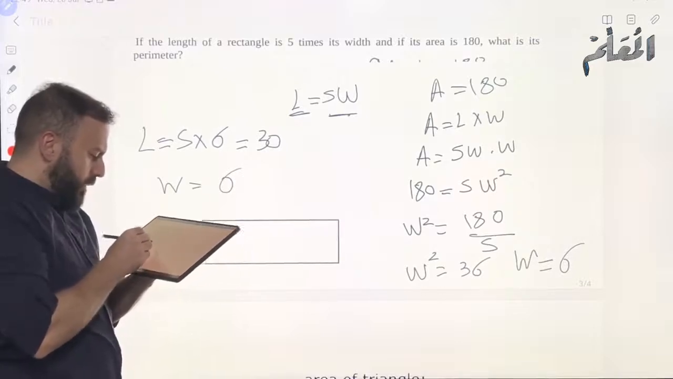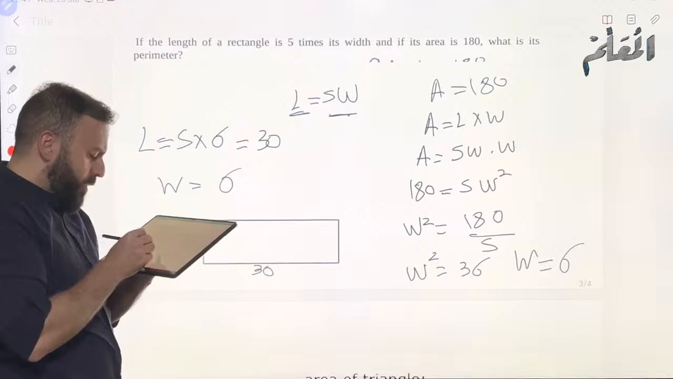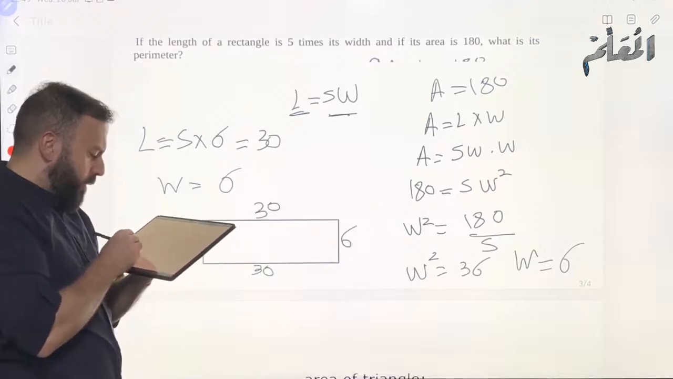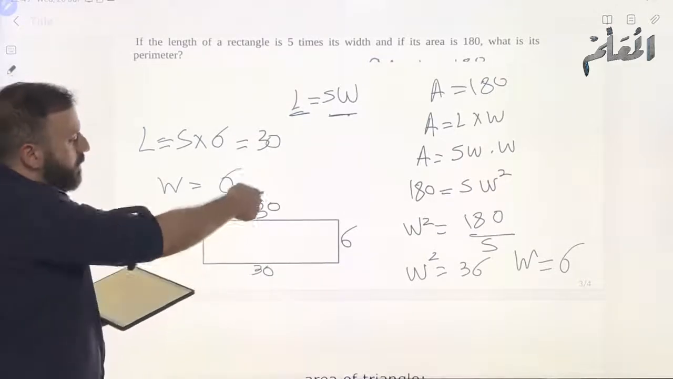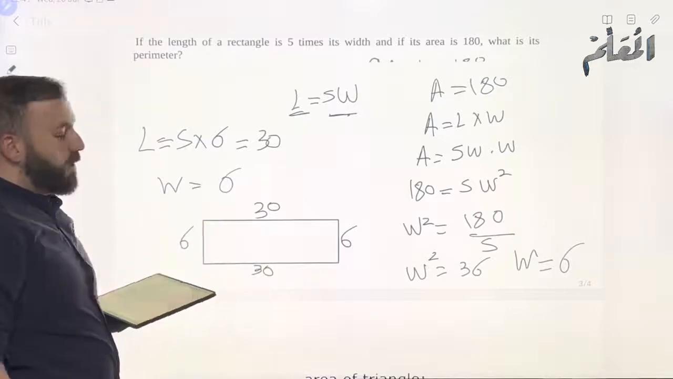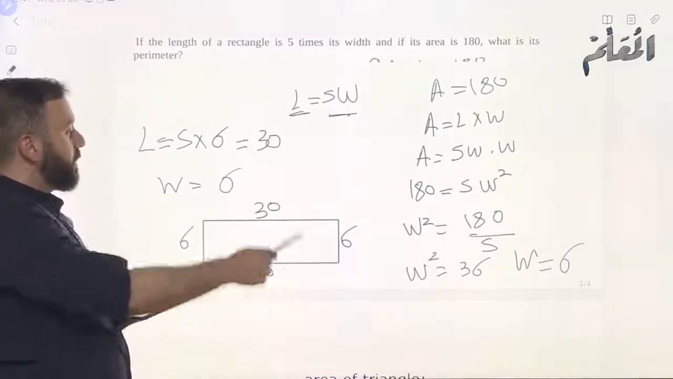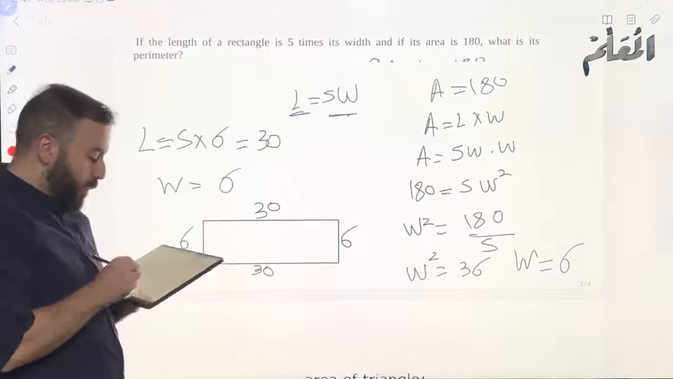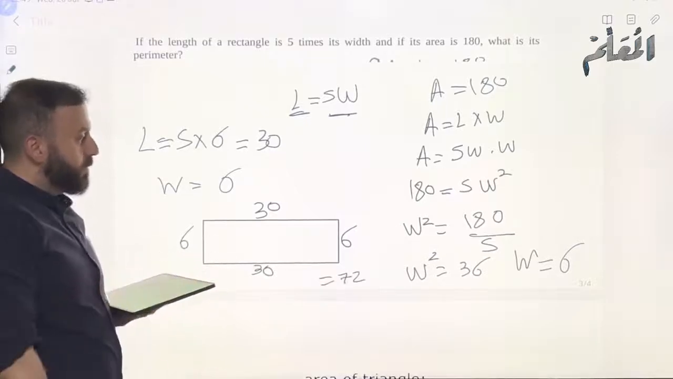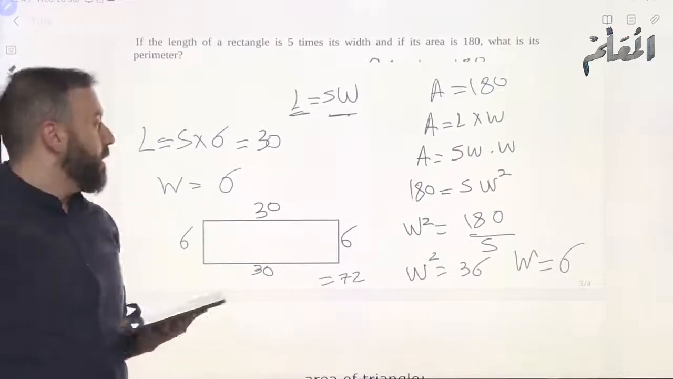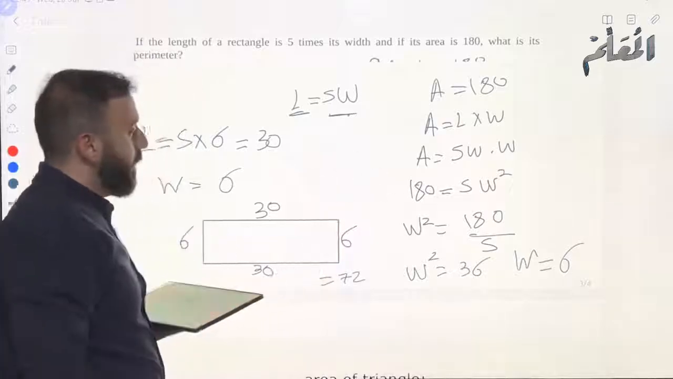So let's say 36. So calculate, it's how much? 30 plus 30, 60, 60 plus 12 is equal to how much? 72. Okay, this is the end of question 3.